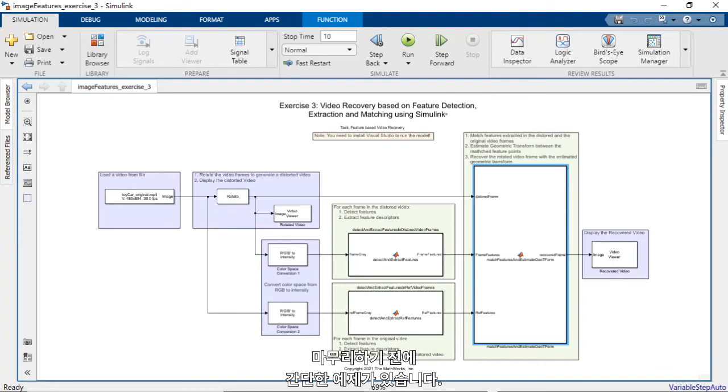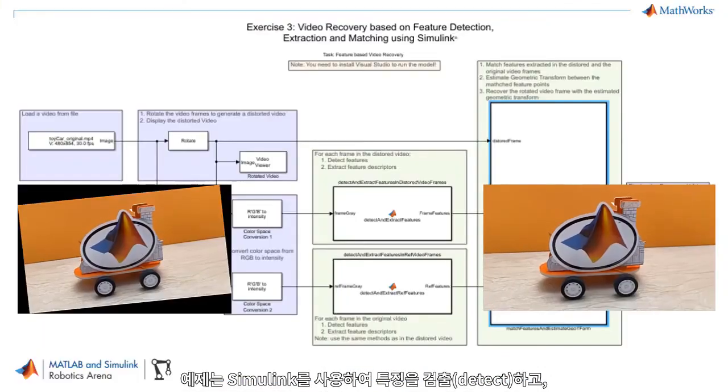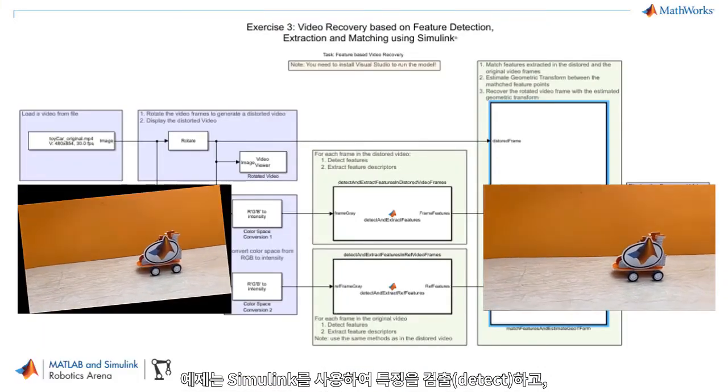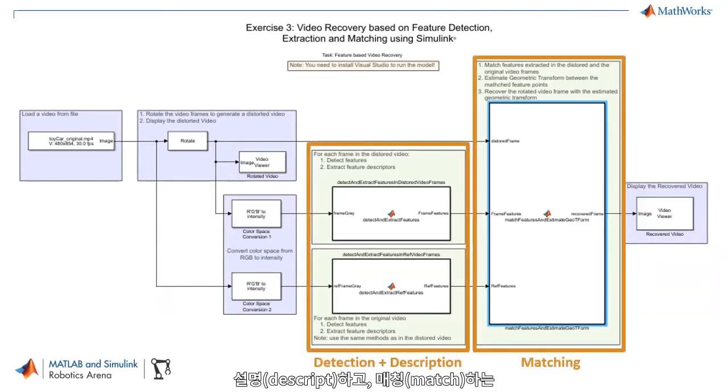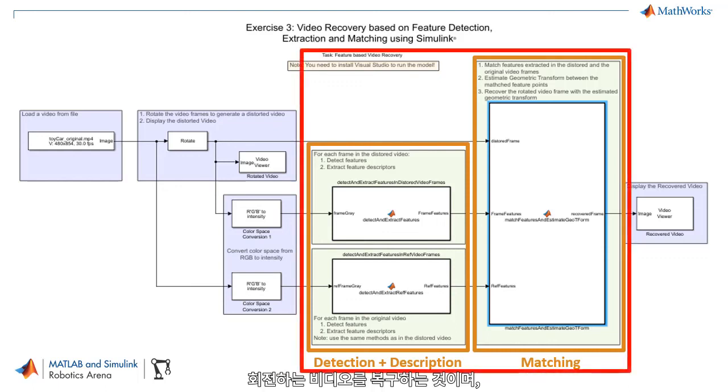Before we close, we have a small exercise. The exercise is to recover a rotated video based on the feature detection, description, and matching framework using Simulink, and you need to add the code missing in the blocks.